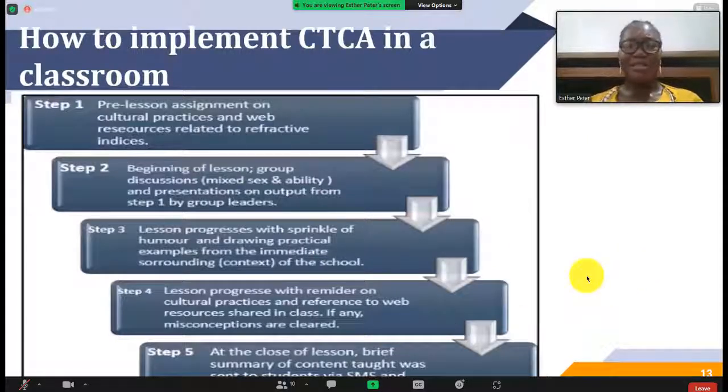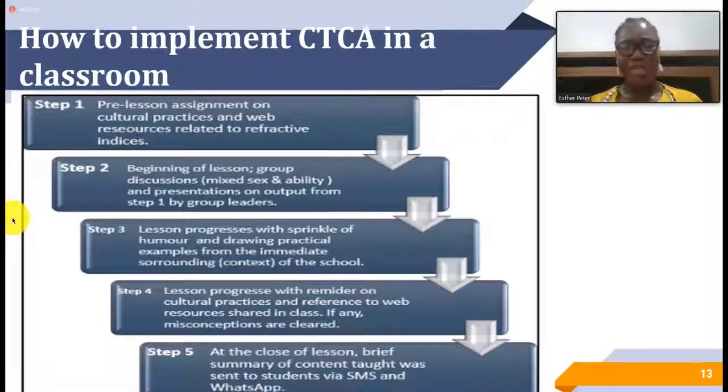How do we implement CTCA? It can be implemented in 3 forms: in the classroom, in the field, and also in the laboratory. But for the study, it was actually implemented in the classroom. And these are the steps on how to implement CTCA in the classroom. The first one is the teacher goes to the class ahead of the main class when he or she wants to teach computer networking.